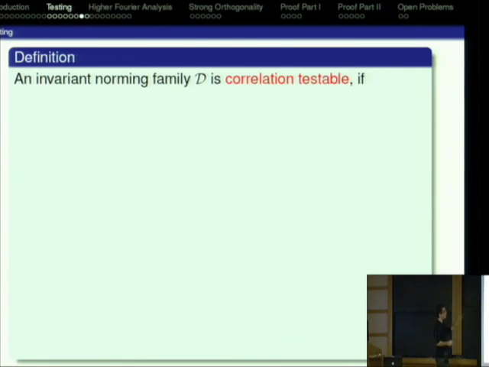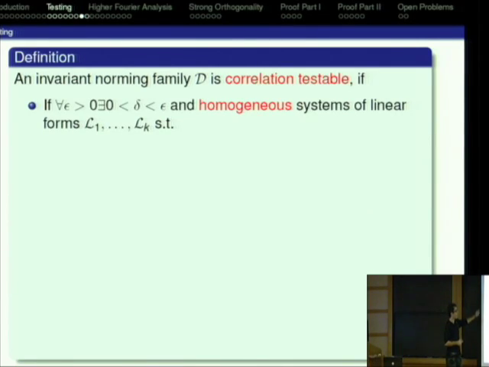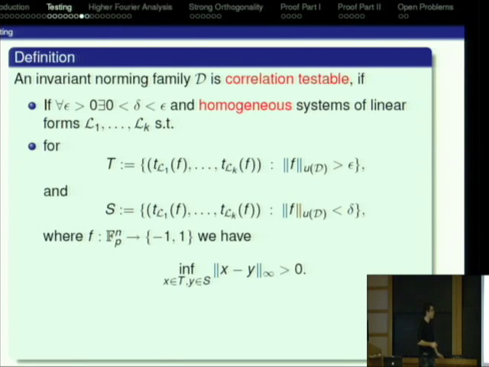We call an invariant norming family D correlation testable if for every parameter epsilon there is some delta, a positive number which depends on epsilon, and some homogeneous systems of linear forms L1 to Lk, so each one of these is a system of linear forms containing some linear forms, such that if you look at these two sets of points, so what is T? For each function f from F_p^n to -1, 1 whose uniformity norm is large, so it's non-uniform, we look at these averages of f.